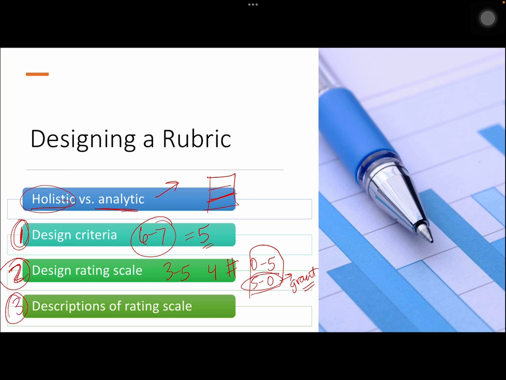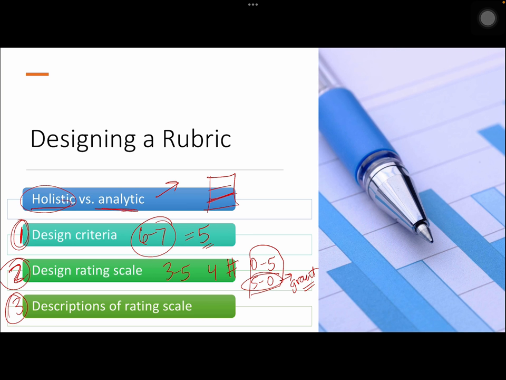And then finally, you're going to write the descriptions of the rating scales. For each criterion, you're going to have an expected performance at each level of the rubric. So you want to think about your descriptions, and about how measurable and observable each of the levels are. You want to use parallel language across the scale.